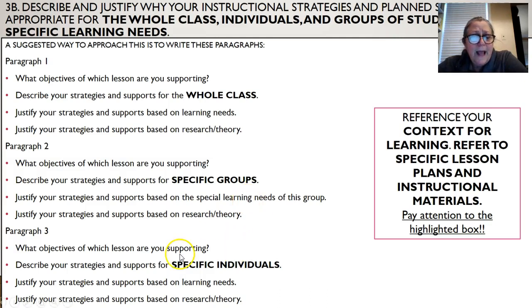What's your plan? And then you've got specific individuals. So specific groups would be like if you have 2 individuals with the same or a similar need. Well, suddenly you've gone from individuals to groups, right? So when it's just one, it's an individual. More than one with the same need, then it's a specific group. But you want to make sure you bring in the research and theory and justify your supports. And this tells you how to organize it.